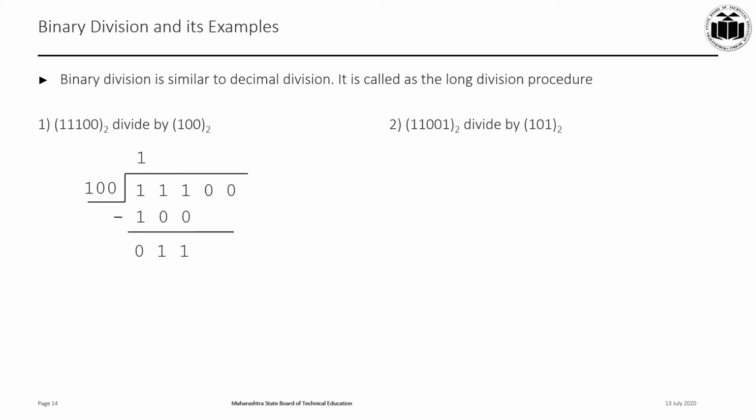But again 1, 1 is less than 100. So as shown by the arrow, the next digit of the dividend is brought down, and hence we have 110. 110 is greater than 100. So division can be carried out. Again 100 is multiplied with 1. So write another 1 as the quotient. Now 110 minus 100 will give 0100.